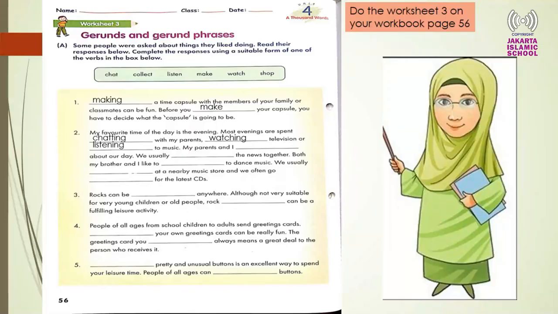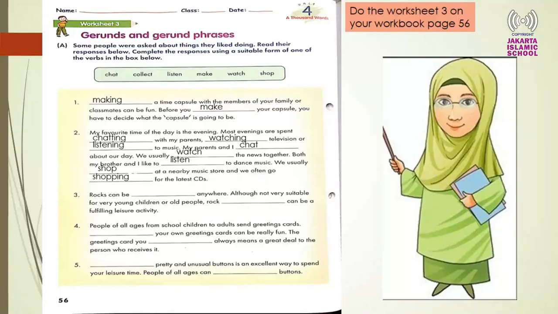My parents and I chat about our day. We usually watch the news together. Both my father and I like to listen to dance music. We usually shop at a nearby music store, and we often go shopping for the latest CDs.